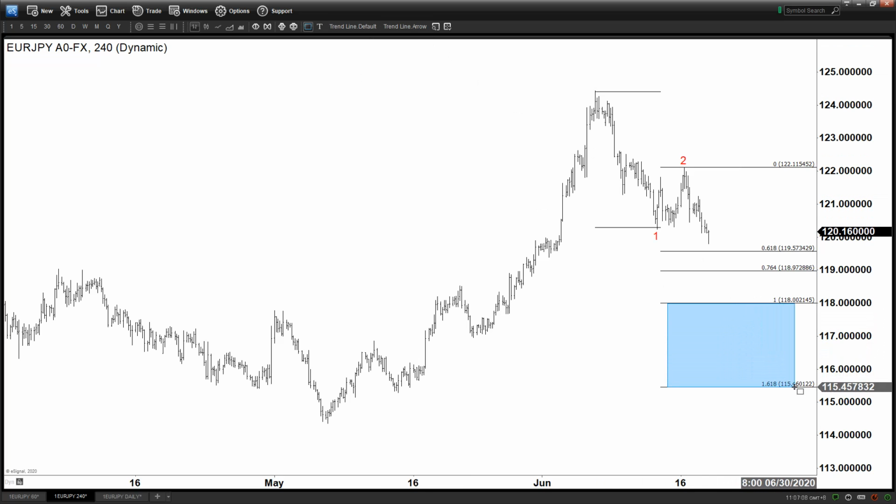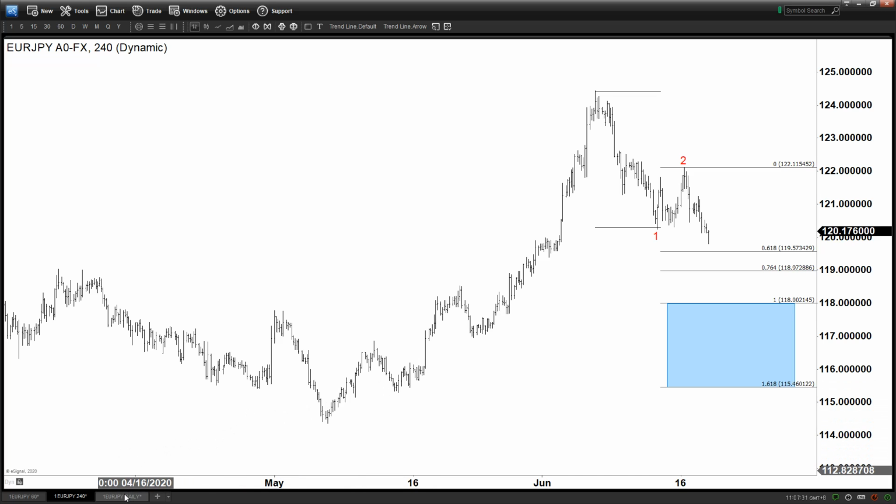Now the question is, it should be, right? Even if it is an ABC, the C as a guideline can go to the 100% of the A, so it can go to 118 if that is the case, right? If this is just a simple ABC instead of 1 2 3. So that's the idea. That could be the potential target, right?